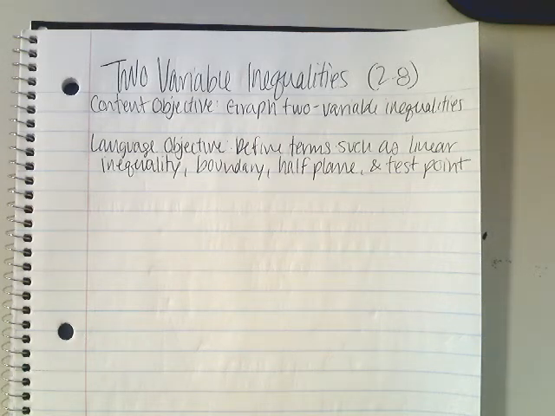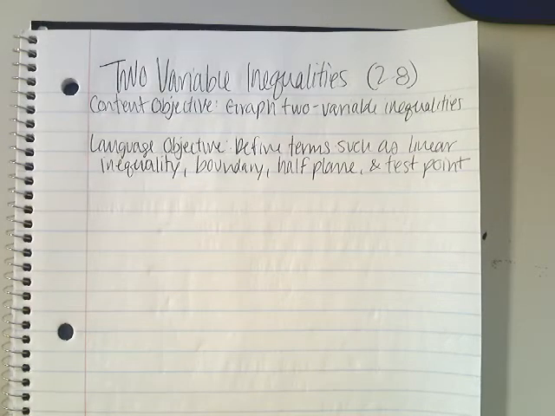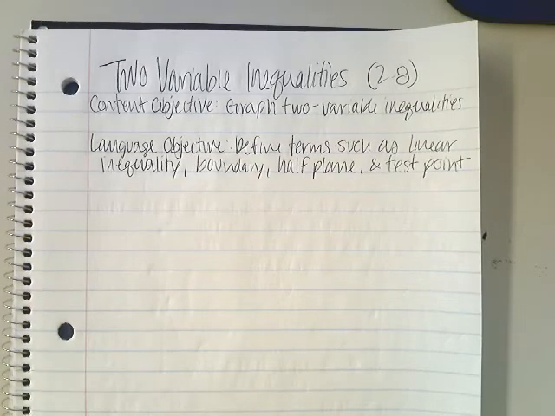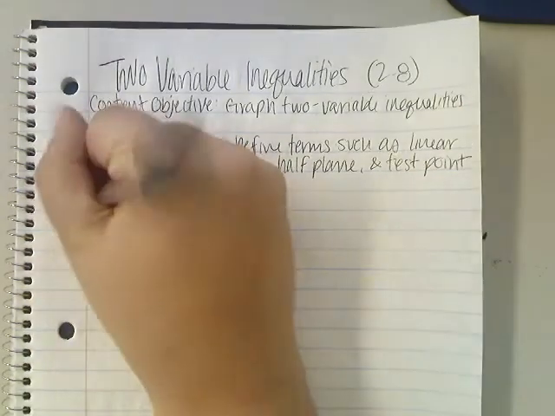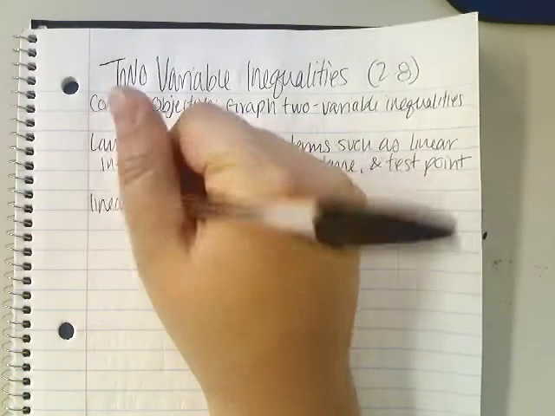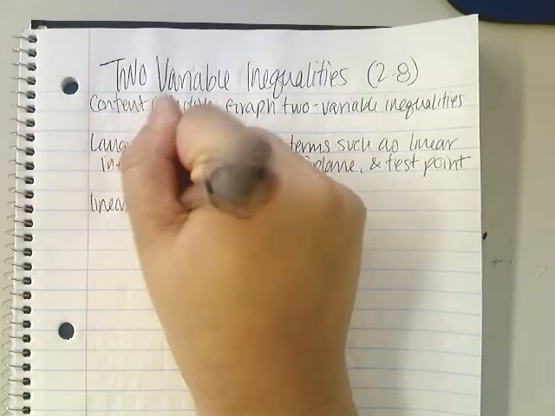So today's notes are going to be on two variable inequalities, and our content objective is going to be to graph two variable inequalities, and the language objective will be to define terms that are associated with two variable inequalities, such as linear inequality, boundary, half-plane, and test point. So I'm going to start by defining linear inequality.